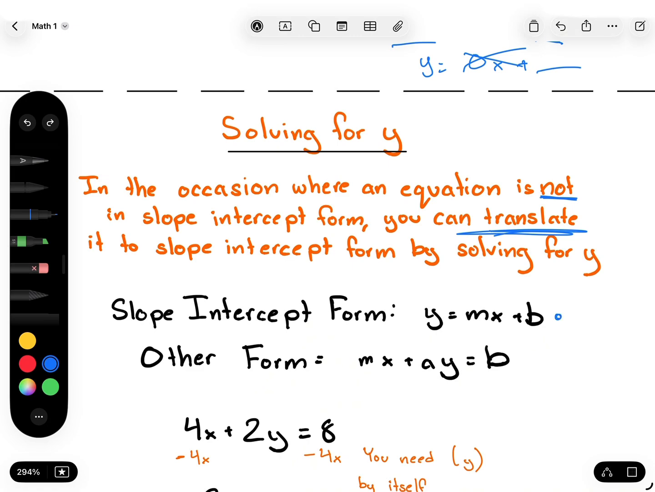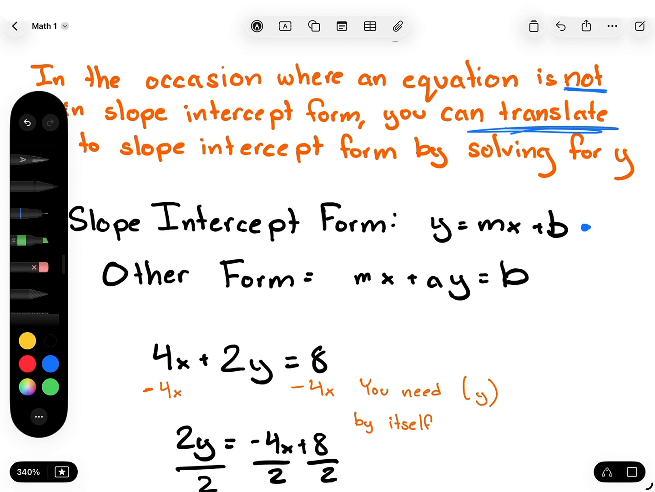So we have our familiar slope-intercept form, and then we have another form you may find, which is a number x plus a number y equals b. Again, these are just numbers. So I'll show an example where you actually use real numbers. So we've got 4x plus 2y equals 8.